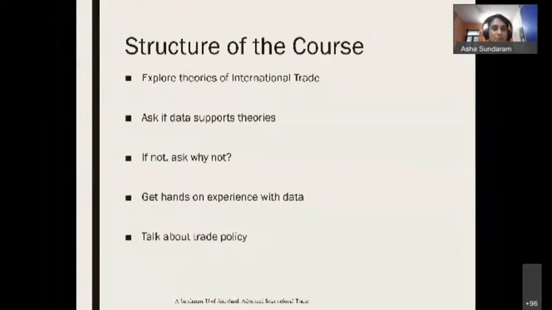So here's what we're going to do. We're going to explore some theories of international trade, the prominent ones. As I said, I'll go from neoclassical all the way to new trade theory. We will briefly also talk about evidence. Does the data support these theories? What theories are supported by the data? If they're not, then we will ask why not. Do we just do away with the theory, or do we have to relax some of the assumptions that are made? Now, we're going to have one session with some experience with data.